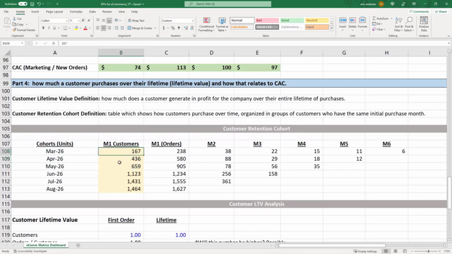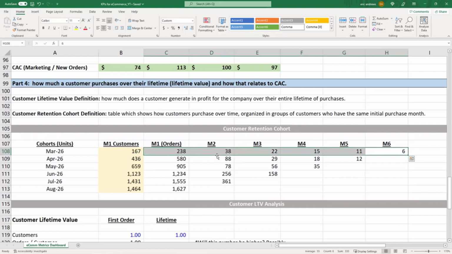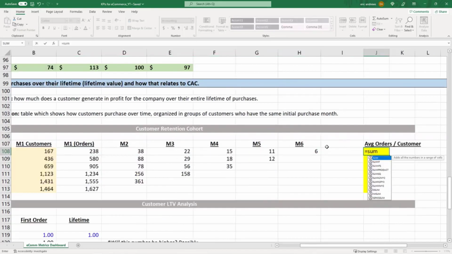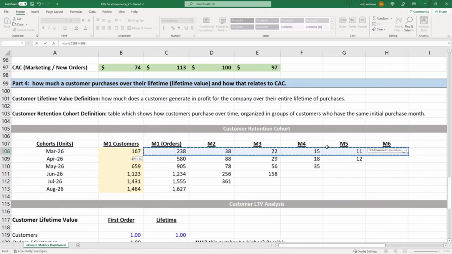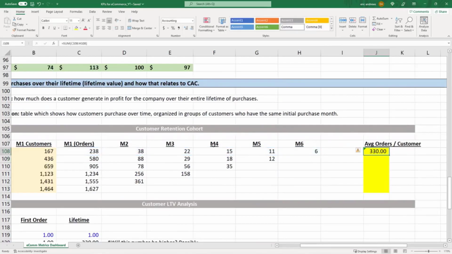And so let's start with March. These 167 people purchased 238 orders. So on average, they purchased more than once as a group. Then 1 month later, in M2 of their lifetime, these 167 people purchased 38 more orders. Then they purchased 22 more orders, 15, 11, and 6. So you can see that over these 6 months, these 167 customers actually placed 330 orders.